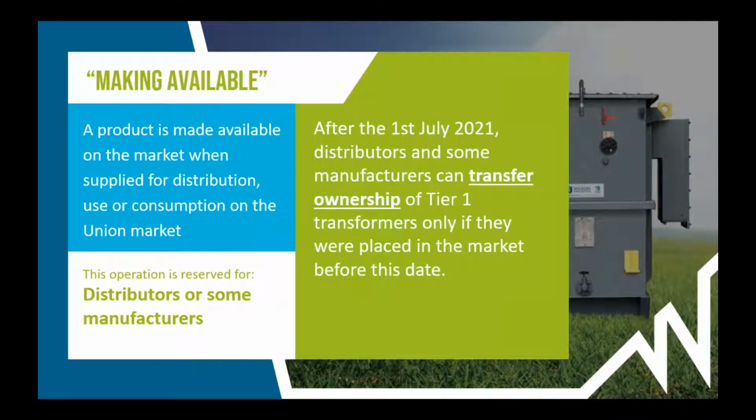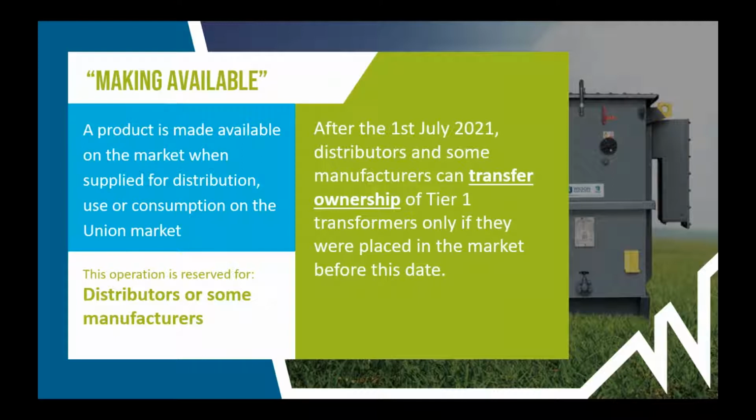There's another term called making available. A product is made available on the market when supplied for distribution, consumption, or use in the European Union and the UK. The operation is reserved for distributors and some manufacturers. What I mean by some manufacturers is manufacturers that actually supply or sell directly to the end users. So we, as Wilson Power Solutions, for example, because we sell to end users, are considered a distributor in that sense. So we can make products available on the market.